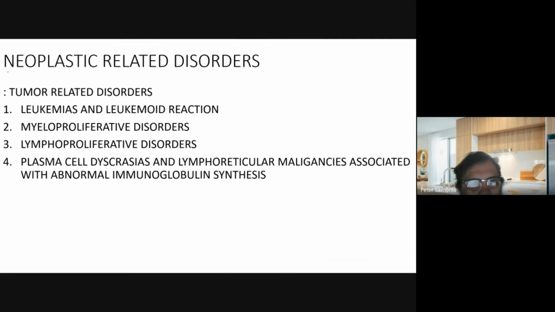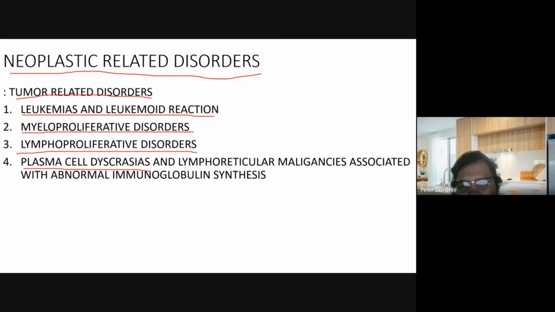Now, your leukemia class are neoplastic-related disorders. You have your tumor-related disorders. You have your leukemias and leukemoid reaction. We have your myeloproliferative disorders. We have your lymphoproliferative disorders. You also have your plasma dyscrasias and lymphoreticular malignancies associated with abnormal immunoglobulin synthesis. Okay, let's talk about your leukemia.